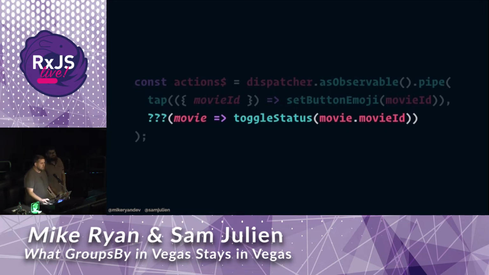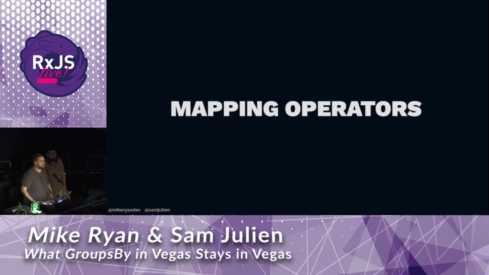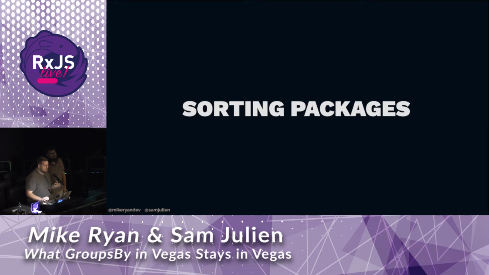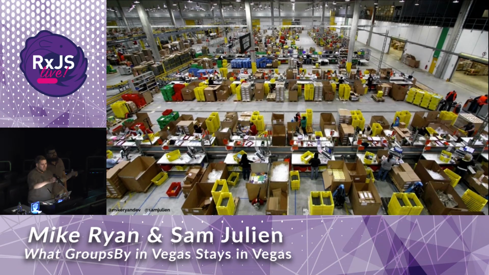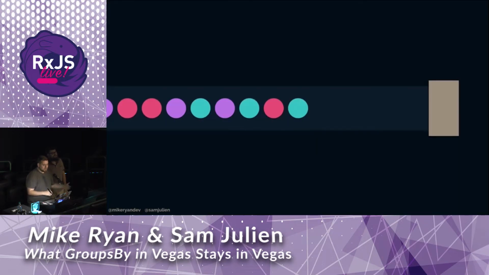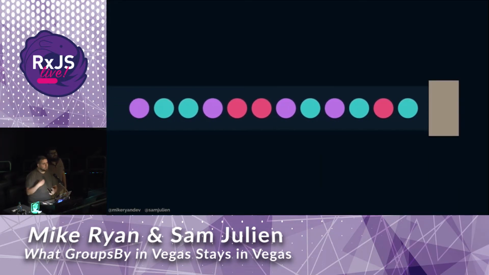Yeah, so this is probably where we start to reach for one of our mapping operators, like mergeMap, concatMap, or switchMap. But to pick the right operator, we have to understand the behavior of these operators so we get the right behavior of this function call. So when we talk about mapping operators, Sam and I like to use a sorting packages analogy. Imagine you work at some kind of package fulfillment warehouse and you've got packages coming down a line and you need to take them off and process them somehow. What would it look like if we were to use one of these mapping operators to process these packages?